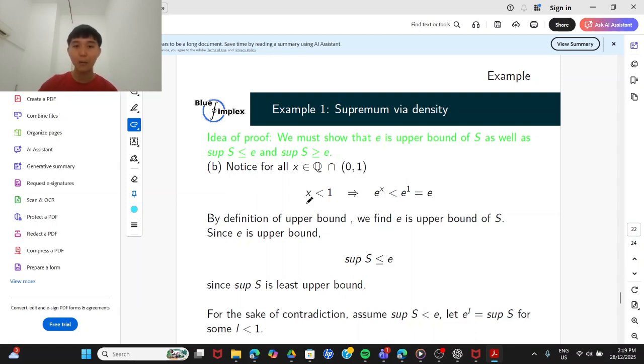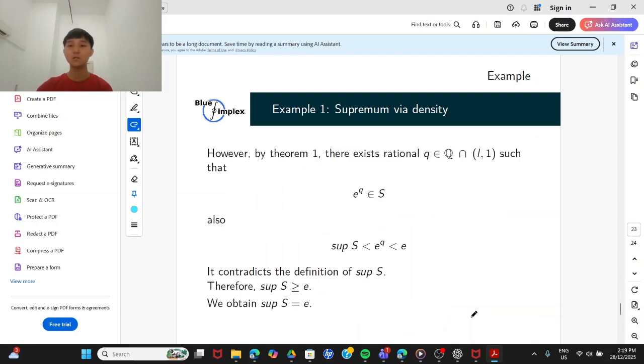And then I want to prove that sup S is larger or equal to e. So here I want to use a proof by contradiction. Assume that sup S is smaller than e. Then I can say that e^L is equal to sup S for some L smaller than 1. And then I realize that there exists a rational number q between L and 1, by using the denseness of the rational numbers. Here, e^q is in S.